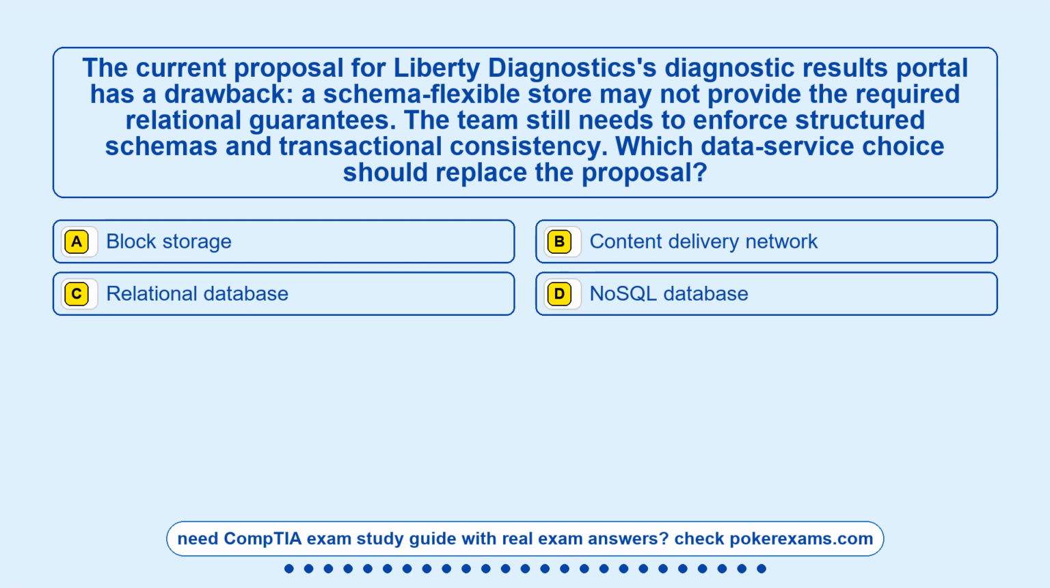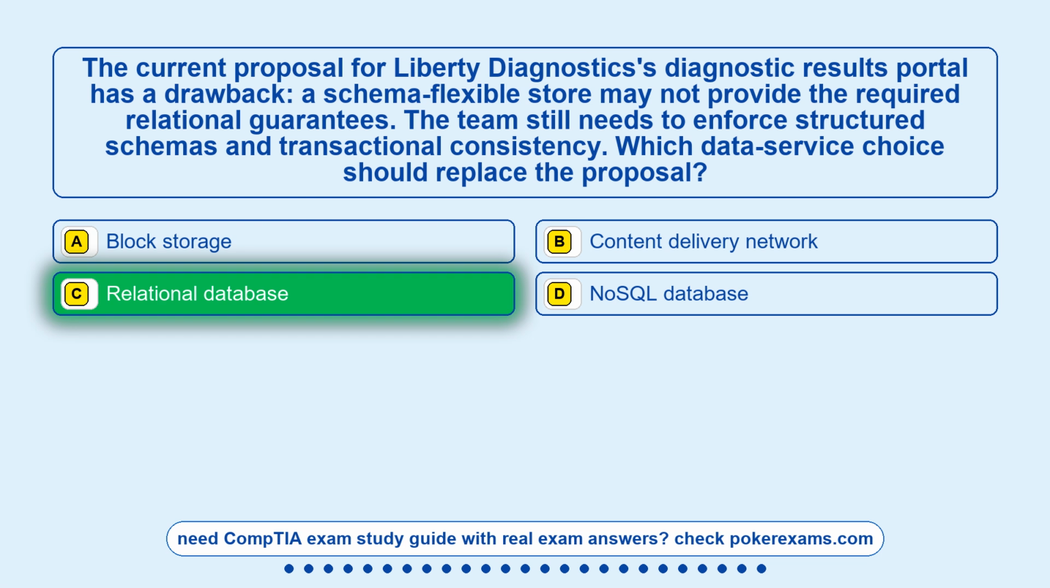Question 4. The current proposal for Liberty Diagnostics' diagnostic results portal has a drawback: a schema-flexible store may not provide the required relational guarantees. The team still needs to enforce structured schemas and transactional consistency. Which data-service choice should replace the proposal? Option A, block storage. Option B, content delivery network. Option C, relational database. Option D, NoSQL database. The correct answer is option C, relational database.